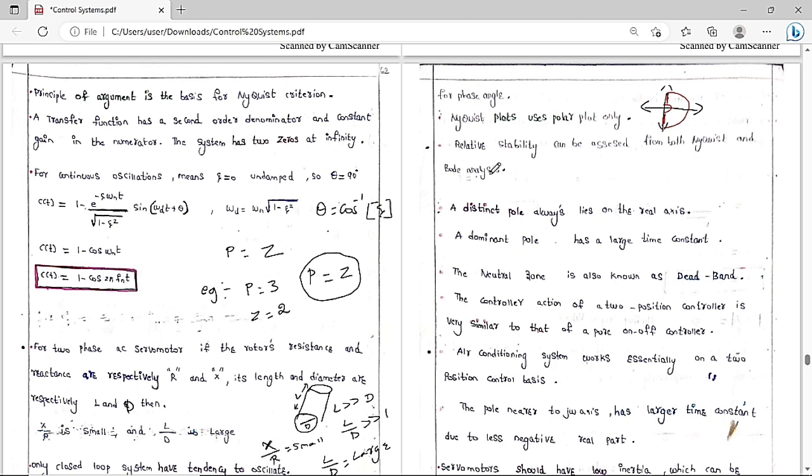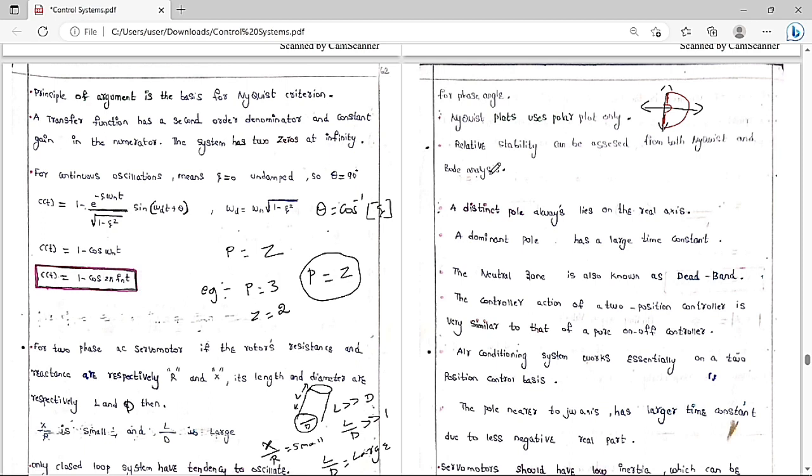The next point is that an air conditioning system works essentially on a two-position control basis. Basically, suppose you turn on the air conditioner, you will get cooling. If you turn it off, it will become zero. So we can say that the air conditioning system works essentially on a two-position control basis.